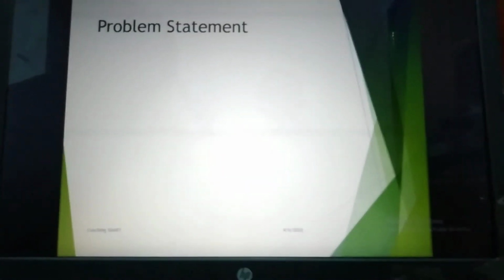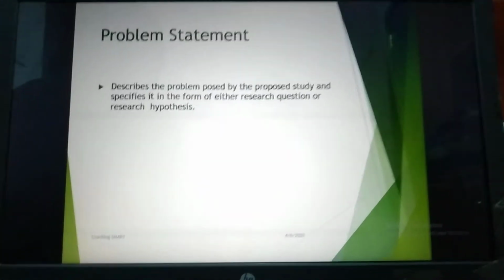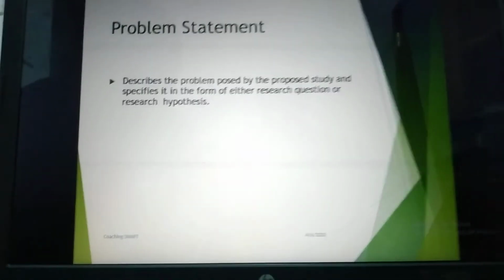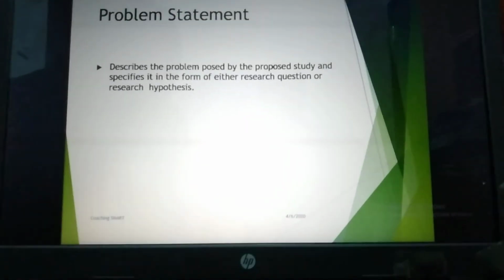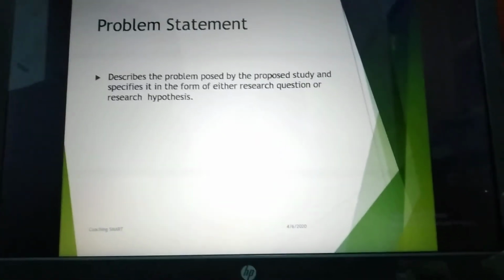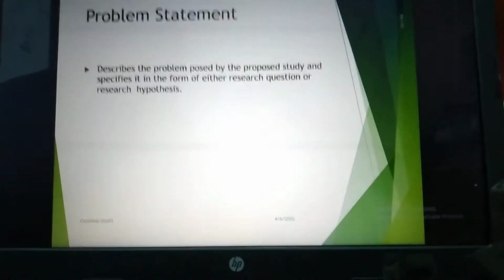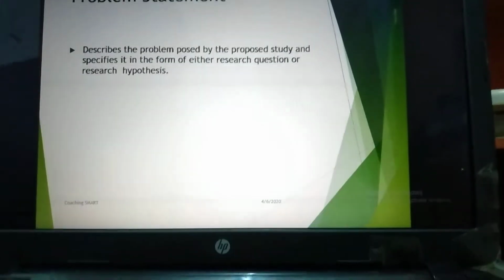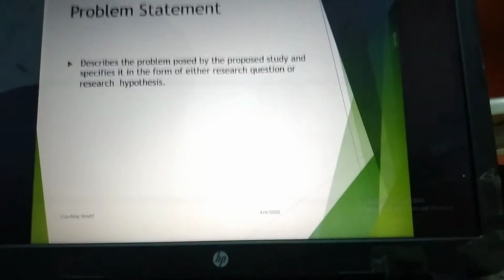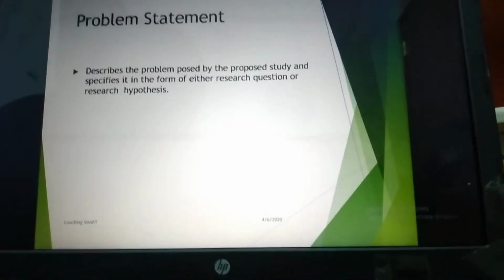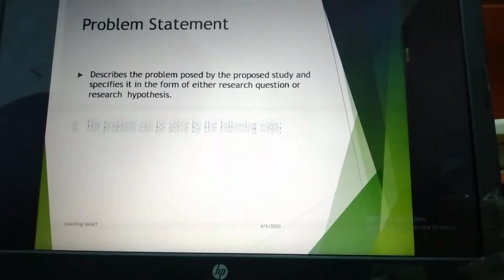We come to the problem statement. Now, what is the problem? Our basis of research is the problem. Without a problem, there is no research. So describe the problem posed by the proposed study and specify it in the form of either research question or research hypothesis. So once you get the problem, pose it in terms of research question or research hypothesis.